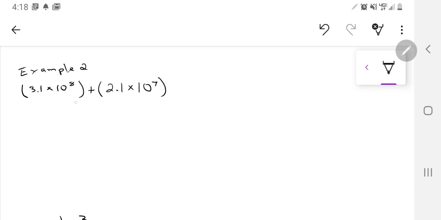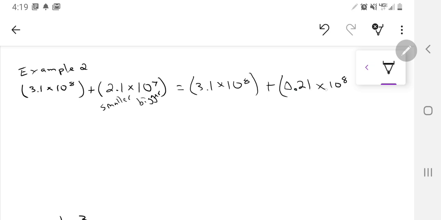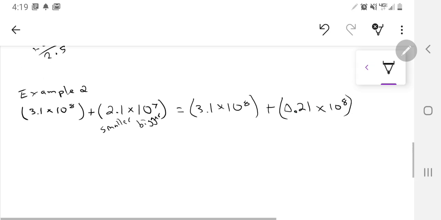Notice the exponents do not match. We don't have matching exponents, so what we'll do is we'll keep the 3.1 times 10 to the 8th, and we'll adjust the other one. So we're going to bump that up to 10 to the 8th. So since that got bigger, we need to get this smaller. So that's going to be 2, oopsie, not 2. It's already 2, so it has to be 0.21 times 10 to the 8th. All right.